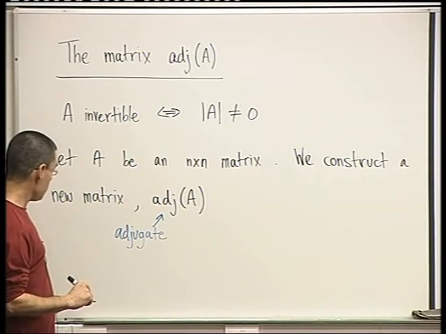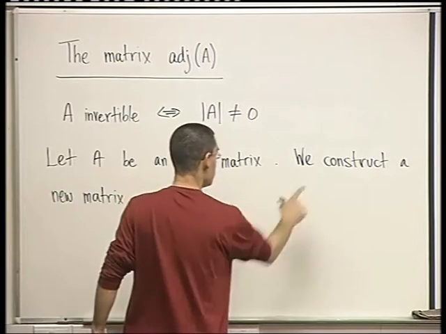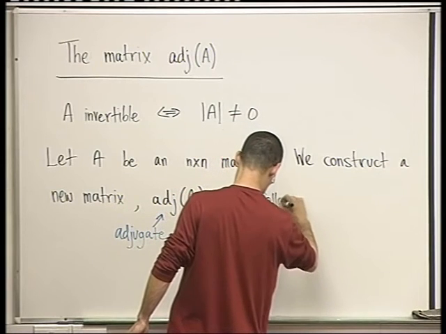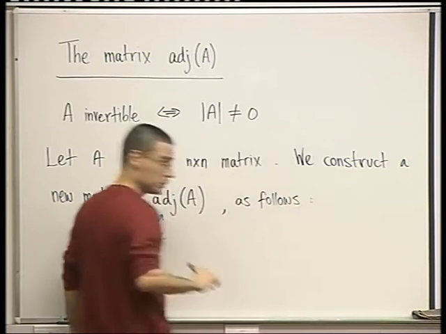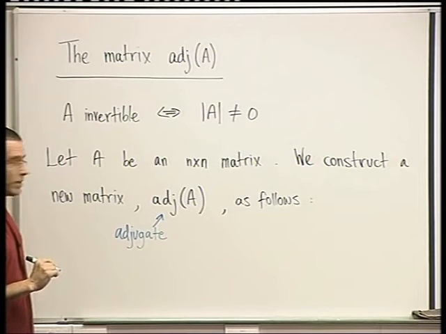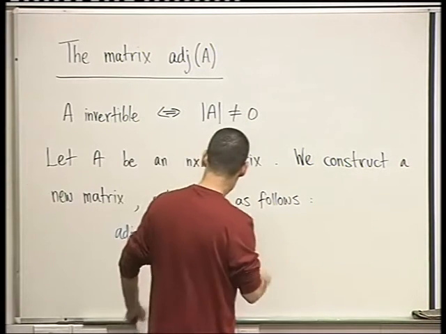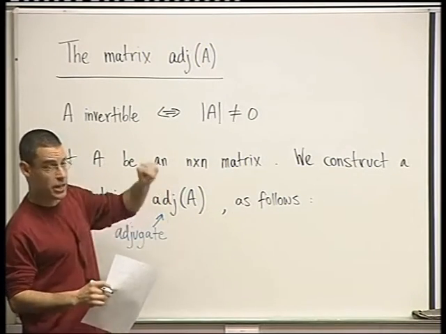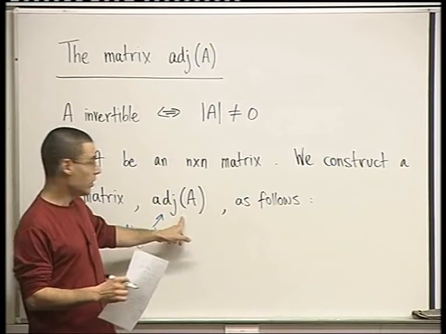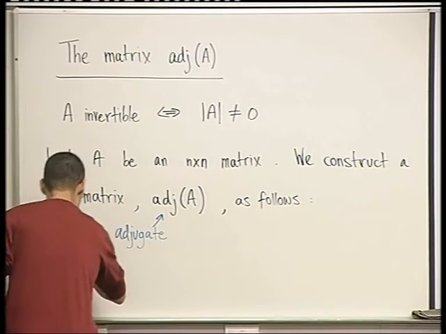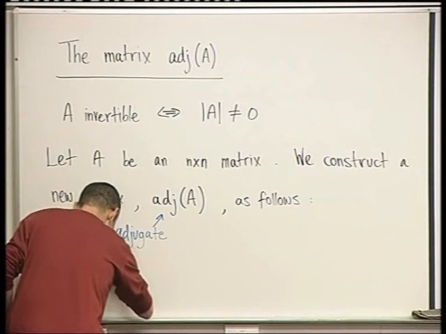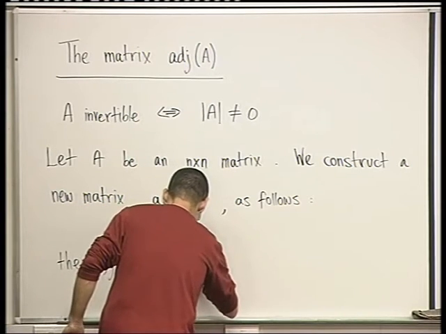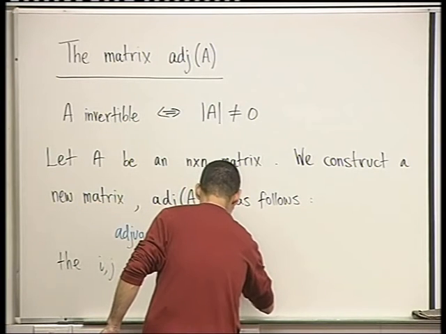So Adj A, we construct a new matrix, Adj A, as follows. So it's mysterious, right? Wow, what is this Adj A going to be? So a matrix has entries. I'm going to tell you what is the ijth entry of this new matrix. Okay? So the ijth entry of Adj A is the following.